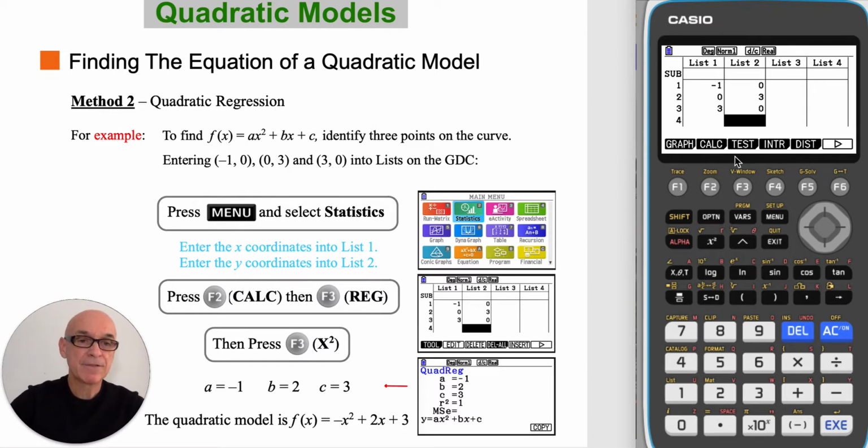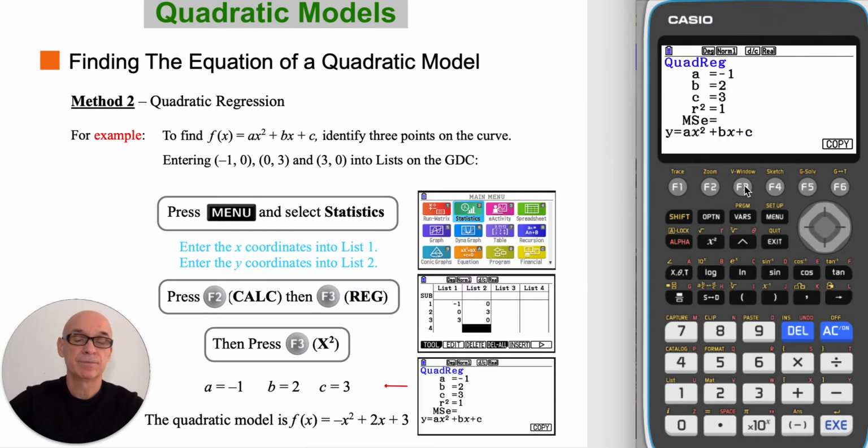Then pressing F2 for a calculation, and F3 for regression, and F3 again for an x squared regression, a quadratic regression. Again, we see that A is -1, B is 2, and C is 3. And the quadratic model is f of x equals -x squared plus 2x plus 3, as before.